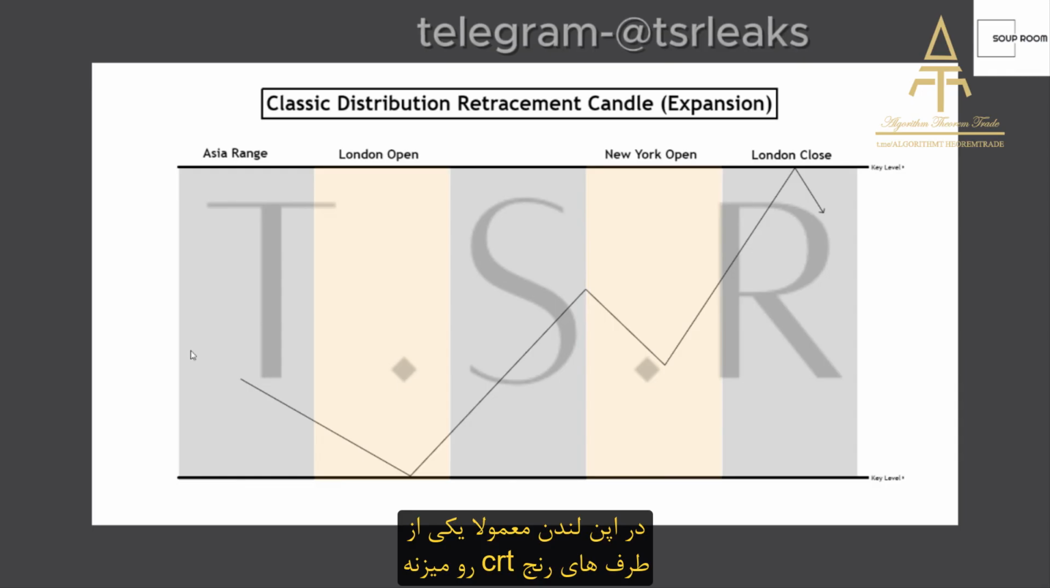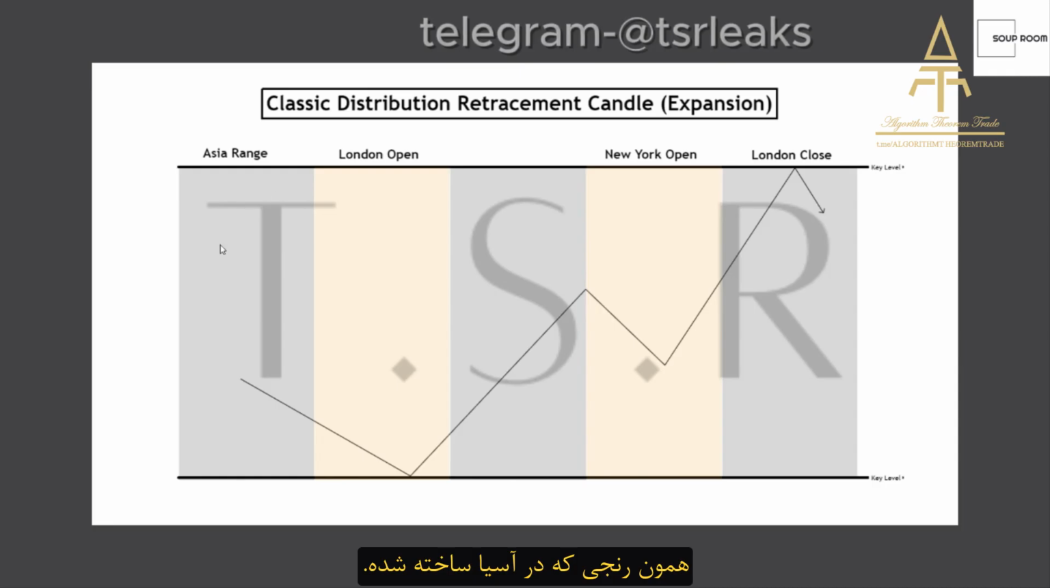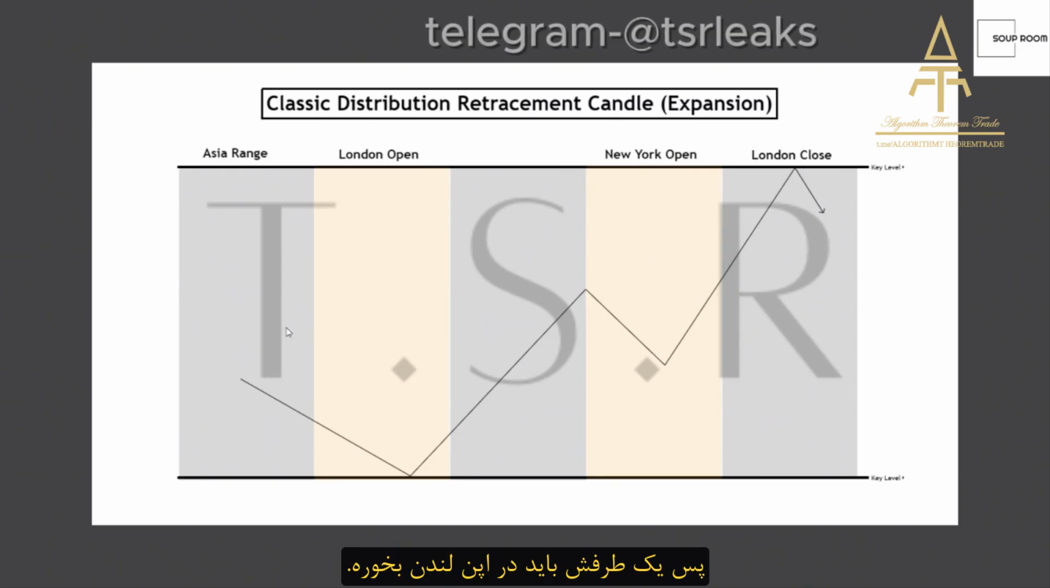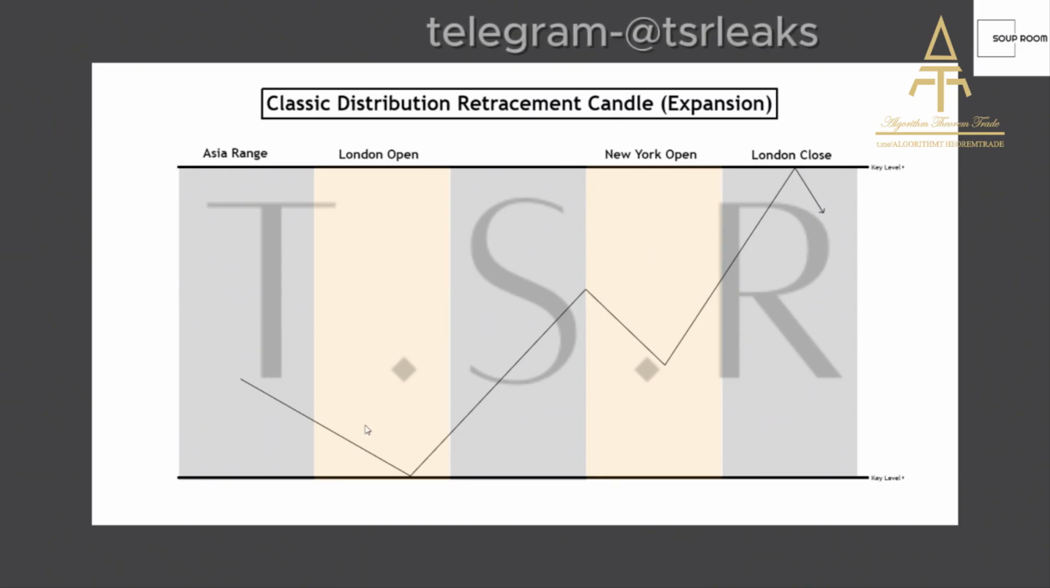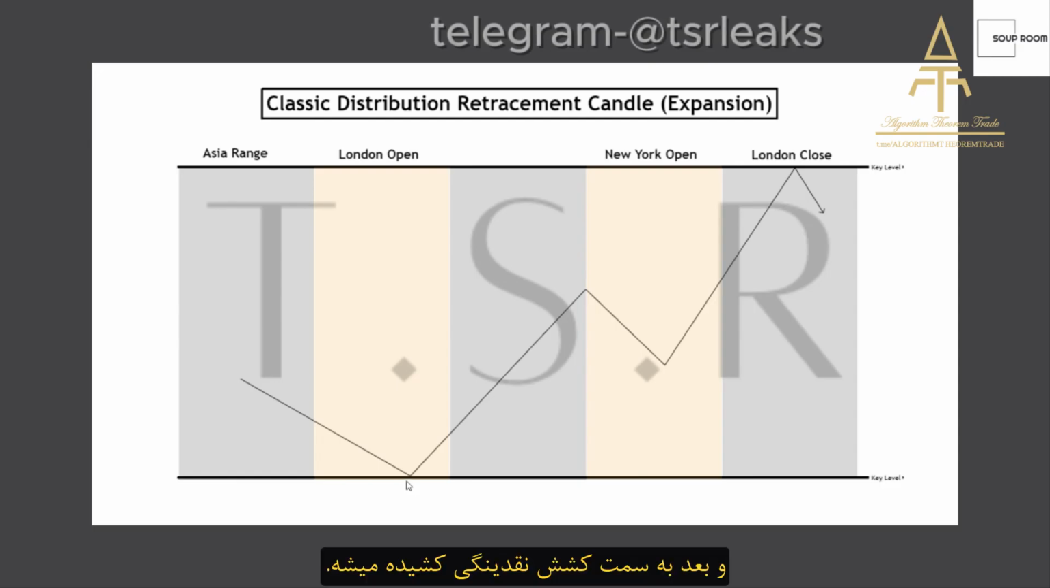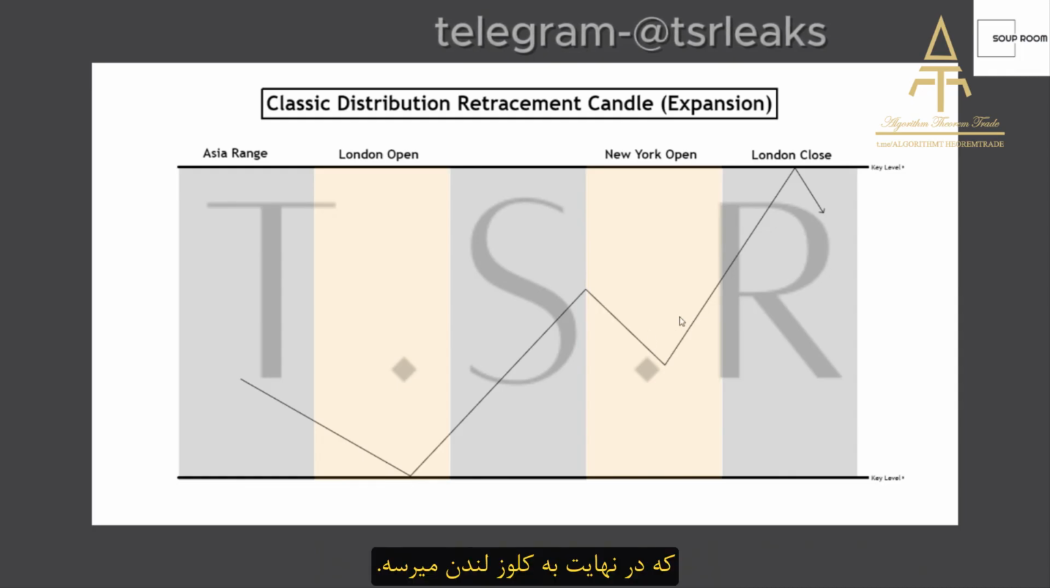During the London Open, price will usually purge one end of the CRT which formed during the Asia session, the Asia opening kill zone, from 8 p.m. up until midnight. So one end should be purged during the London Open, tapping into a key level, as we can see right here, and then, of course, expanding up towards the DOL. The DOL being the draw on liquidity, which would eventually be reached during the London close.